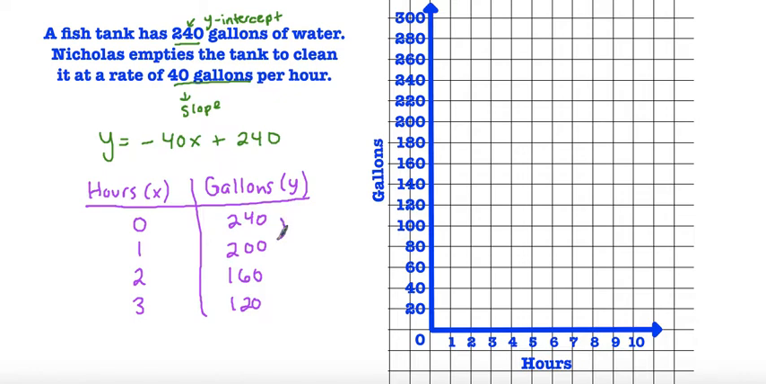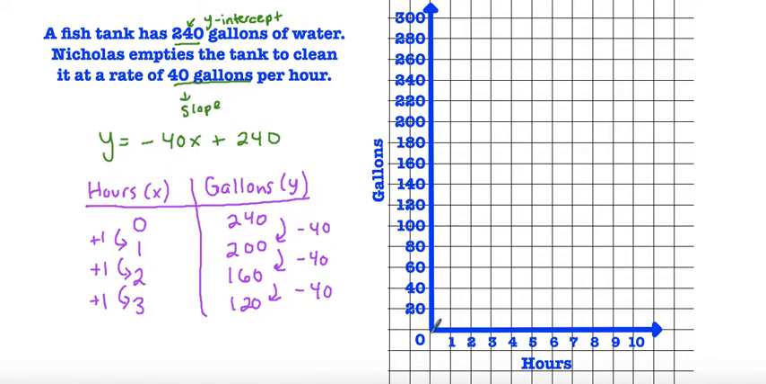So we notice here that the gallons are decreasing by 40 every hour. So the reason why we have +1 is that with every additional hour that passes, the fish tank is decreasing 40 gallons.